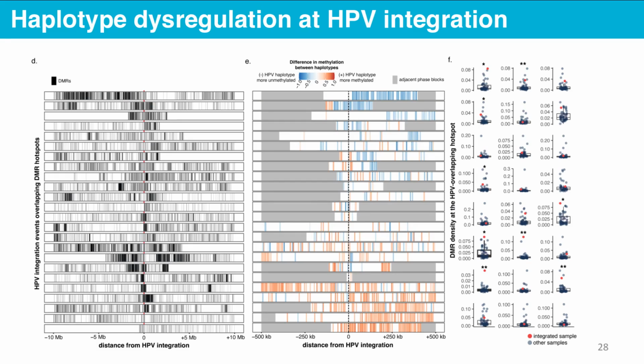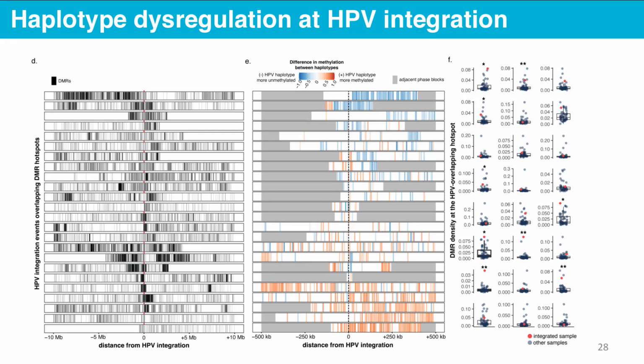And then I also wanted to look at the direction of methylation, whether the HPV integrated haplotype is becoming more methylated or more unmethylated. The second plot in E shows the methylation results of the DMRs, whether it's becoming more methylated in the HPV haplotype, shown as red, or less methylated, shown as blue.